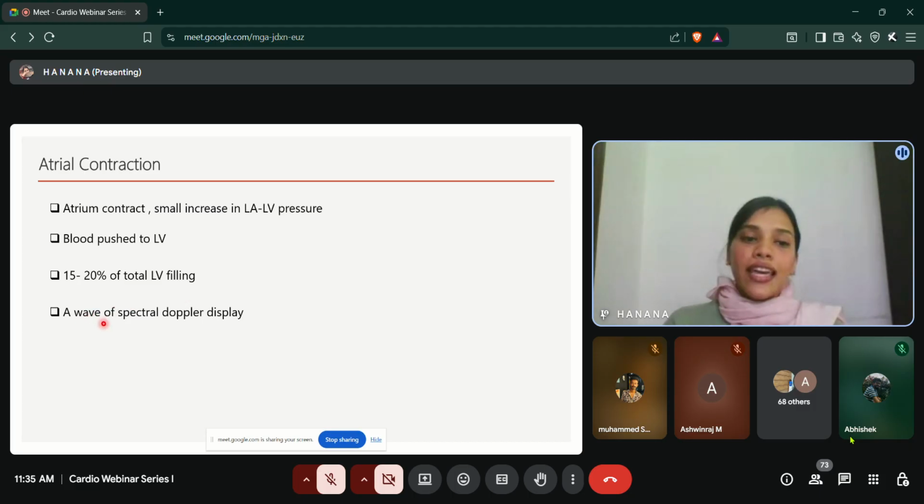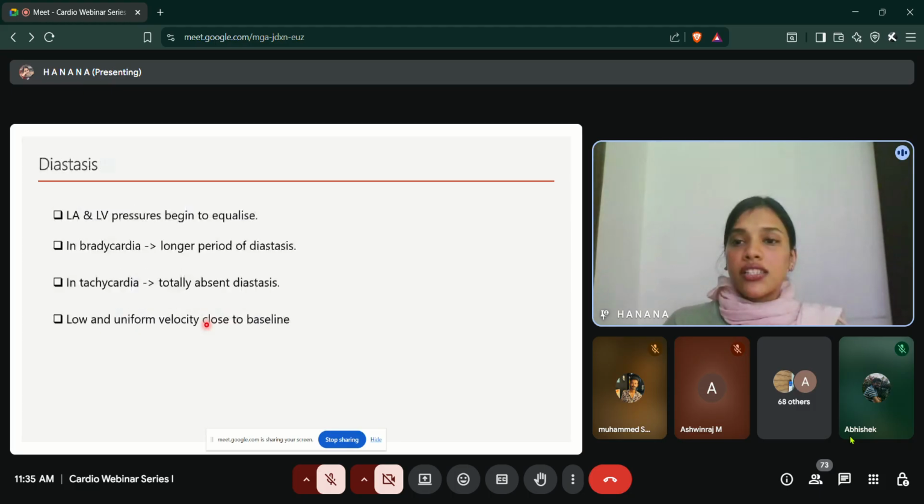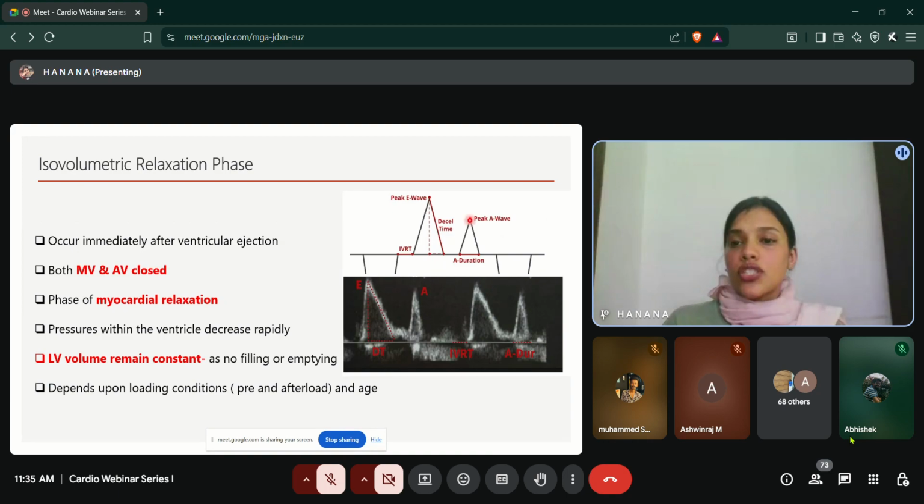And it is represented as a wave on the spectral Doppler display. We have seen here the A wave, which is actually the atrial contraction. So from here to here, diastole proceeds, and it is the isovolumetric relaxation phase, then the early rapid filling phase, then a diastasis phase, and after that an atrial contraction phase. Those are the stages of diastole. Is that clear?